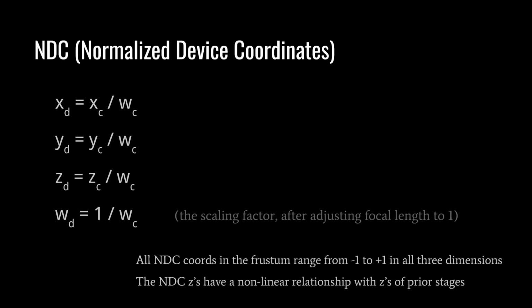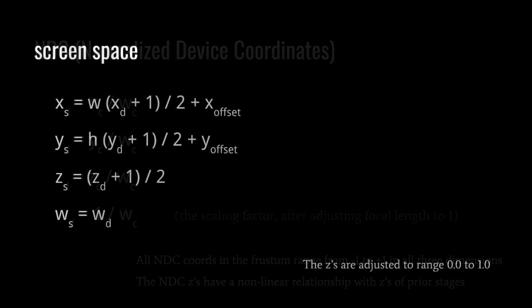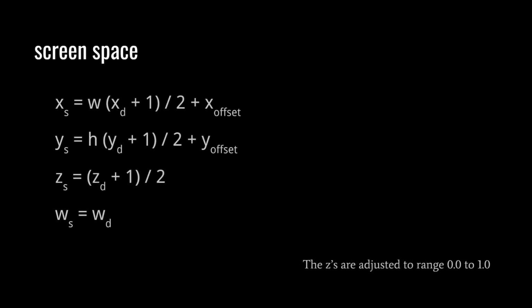So that's why we do the funky business with the z-values. Last thing to do is to transform from NDC to screen space. And this transformation is fairly simple. This is where we're going to be doing our rasterization, so we just want to carry the W values verbatim from device coordinates. Those are unchanged.